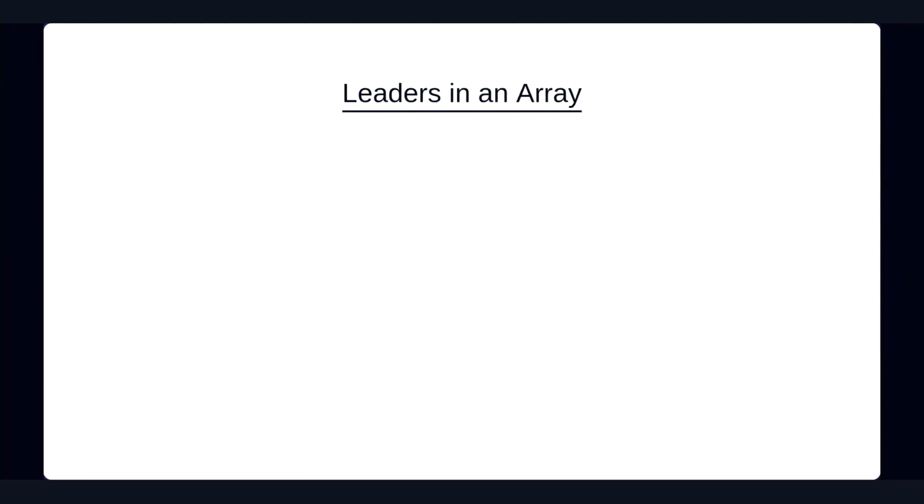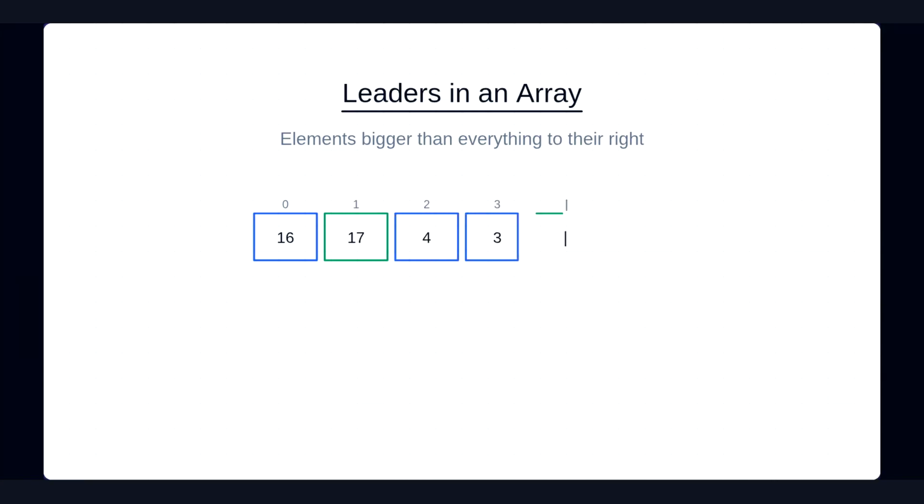A leader in a list is an element that is strictly greater than every element to its right. The last element is always a leader, since nothing is to its right. In 16, 17, 4, 3, 5, 2, the leaders are 17, 5, and 2. We want them all, and we would like to do it in one pass.